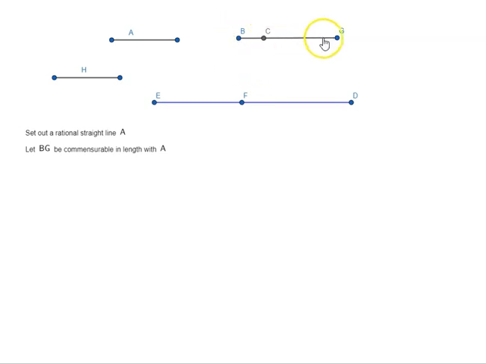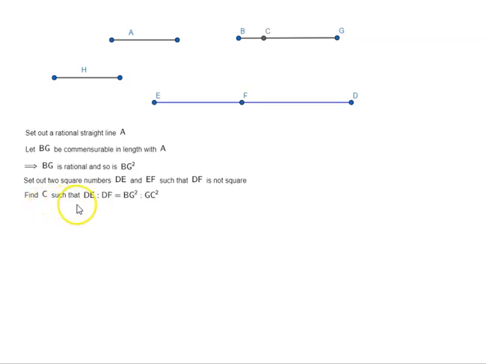Let BG be commensurable in length with A. Now, since BG is commensurable with A and A is a rational straight line, that means BG is rational, which means BG square is also rational. Now set out two square numbers DE and EF such that DF is not a square number. So DE and EF are both squares, but DF is not a square number.